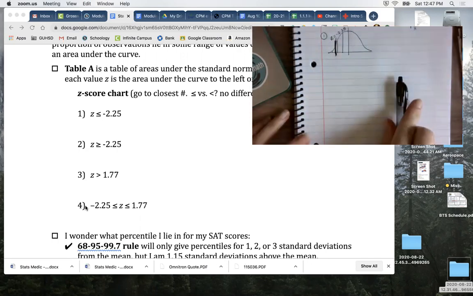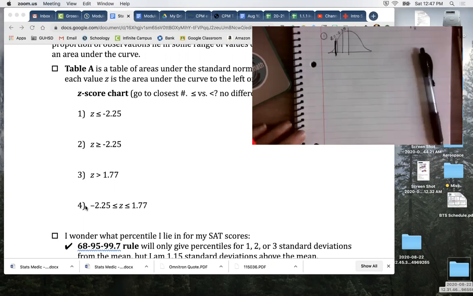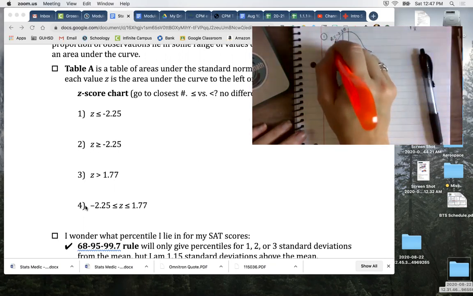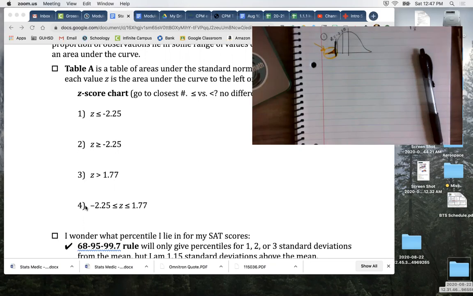The next thing that we do is we shade in the direction that we want here. We want z-scores less than this. Less than is this way, that very little amount. This, by the way, should show me that that's going to be a very small amount. And now let's talk about the table.